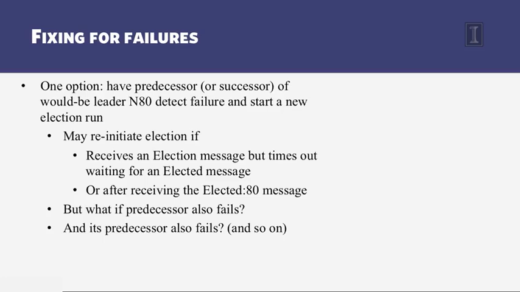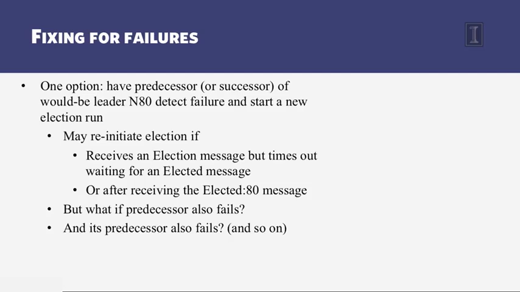So this successor or predecessor might reinitiate the election if it receives an election message but times out waiting for the elected message from N80. Or it might receive the elected message and then not hear again from N80, or N80 may not respond to the pings that are sent by its predecessor. In fact, this is the approach that is used by some systems like Apache Zookeeper, as you will see later on in another lecture in this series.